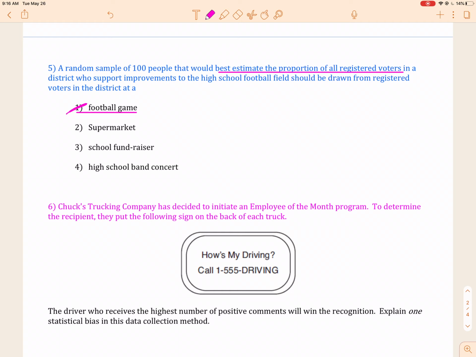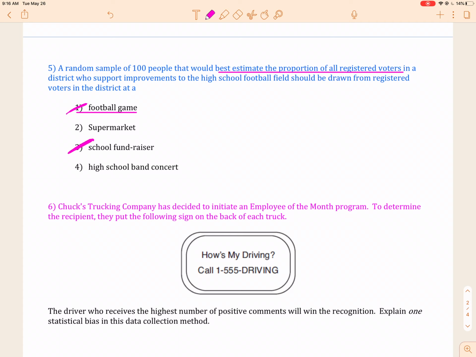So that's not good. What about supermarket? Well, supermarket's pretty random. Yeah, everyone goes to the supermarket. Let's check out the others. School fundraiser. Well, if you're at a school fundraiser, you're more likely to like the school and more likely to want the school to look better and to be improved. So that would definitely lead to a bias.